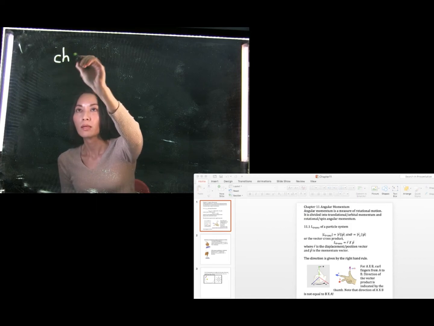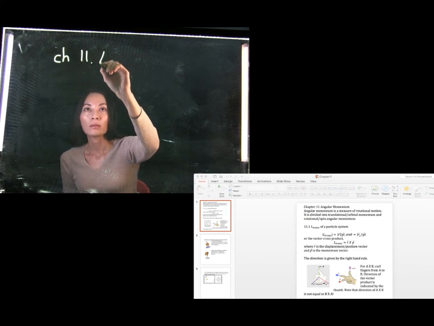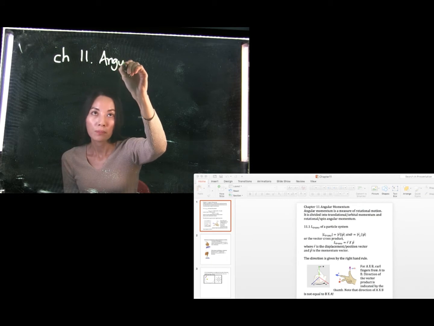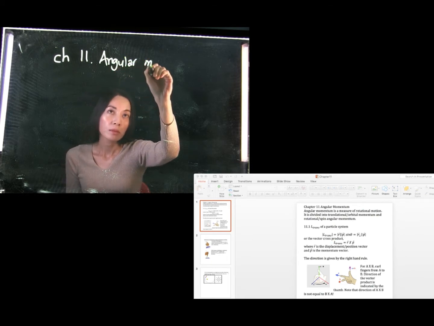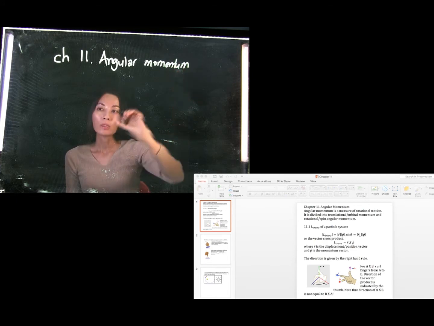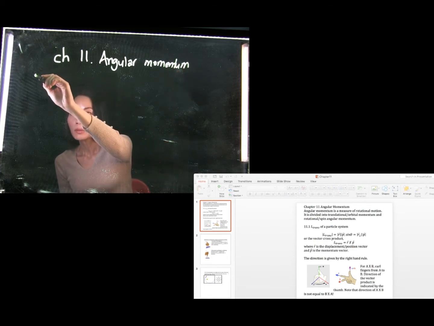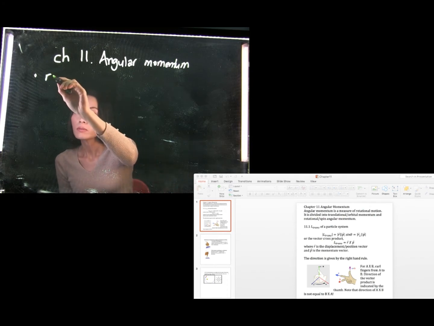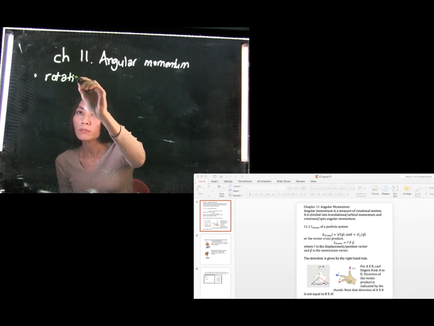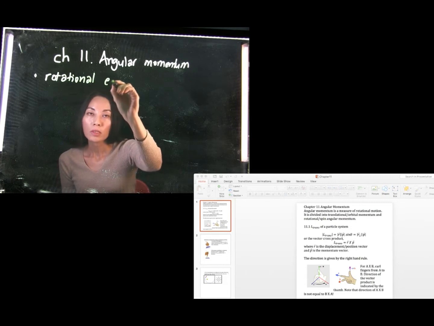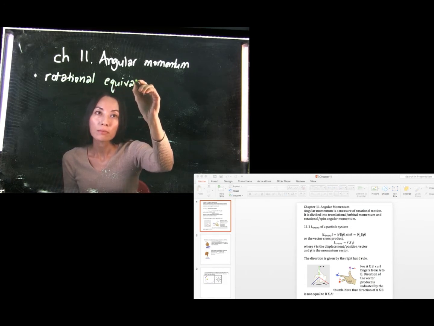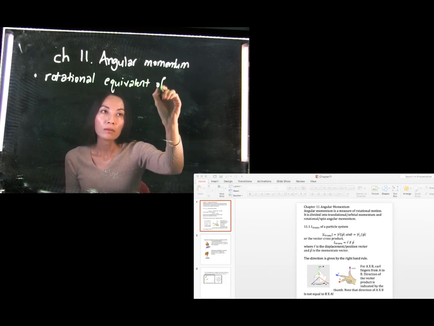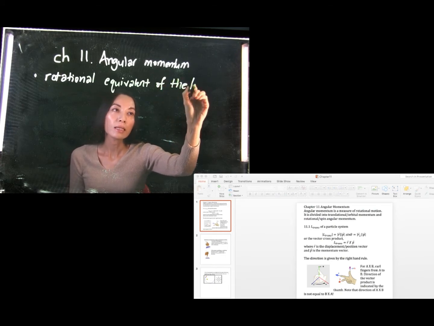Chapter 11 on Angular Momentum. So some key points are that the angular momentum is the rotational equivalent of the linear momentum.